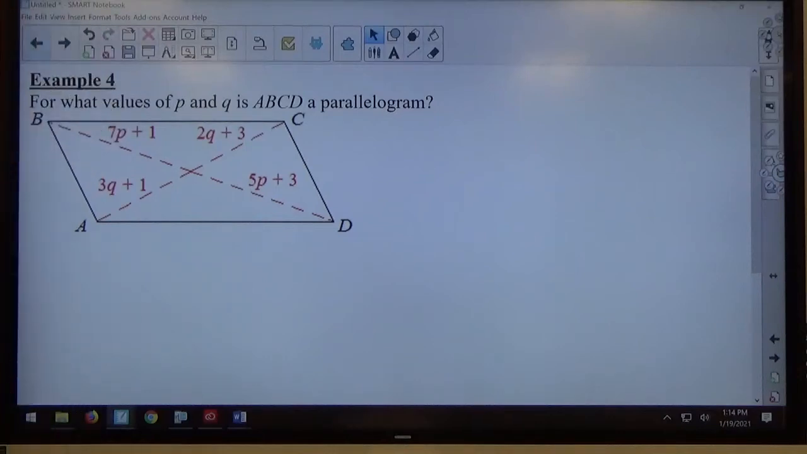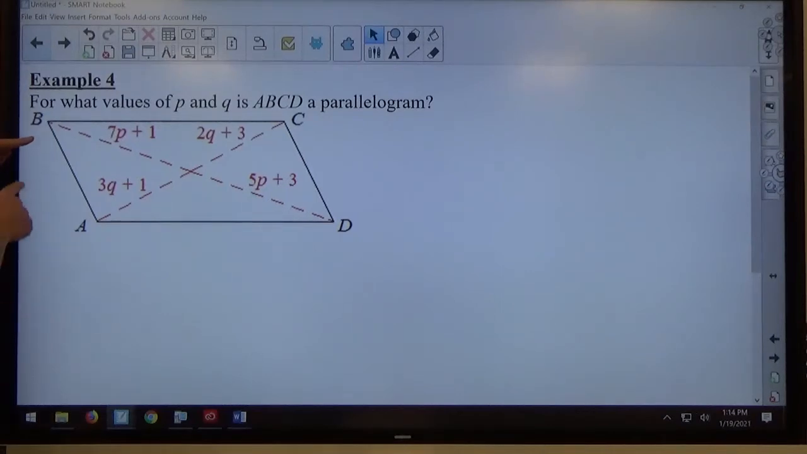Example 4, for what values of P and Q is ABCD a parallelogram? So everything in chapter 6.4 is about showing something's a parallelogram because something else happens. We've already determined that if both pairs of opposite sides are congruent, we have a parallelogram. If both pairs of opposite angles are congruent, then we have a parallelogram.